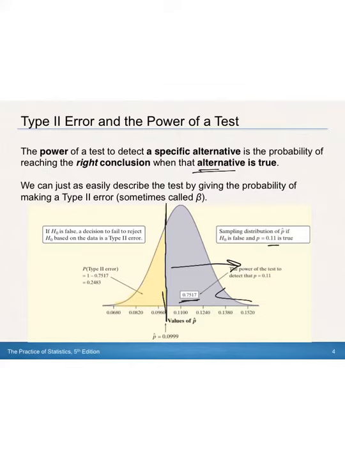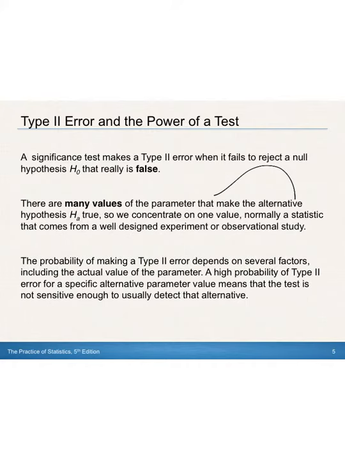But a type 2 error would be that we'd fail to reject the null when the null is false and the alternative is true. So a significance test makes a type 2 error when it fails to reject a null hypothesis that really is false. So if our null was 0.08 and that was incorrect, the type 2 would fail to reject that when it really needed to be. There are many values of the parameter that can make the alternative hypothesis true. So in this particular case, we're paying attention to one alternative possible parameter.